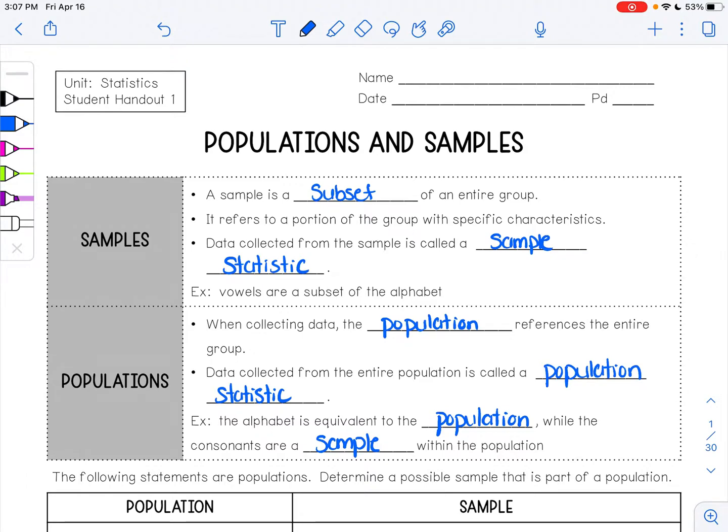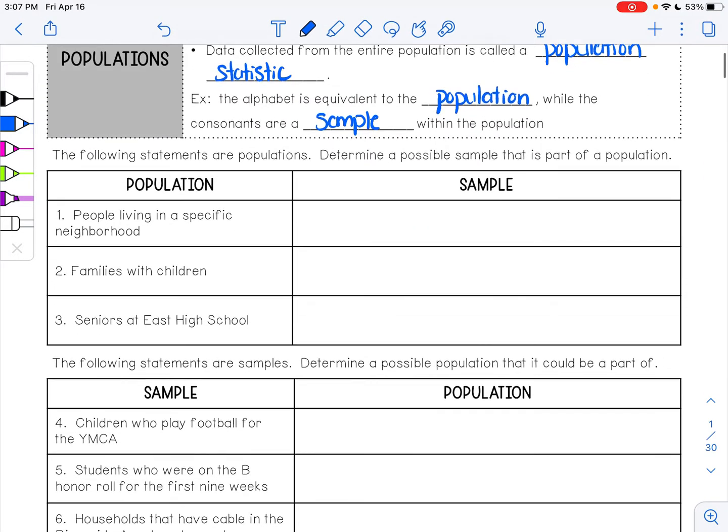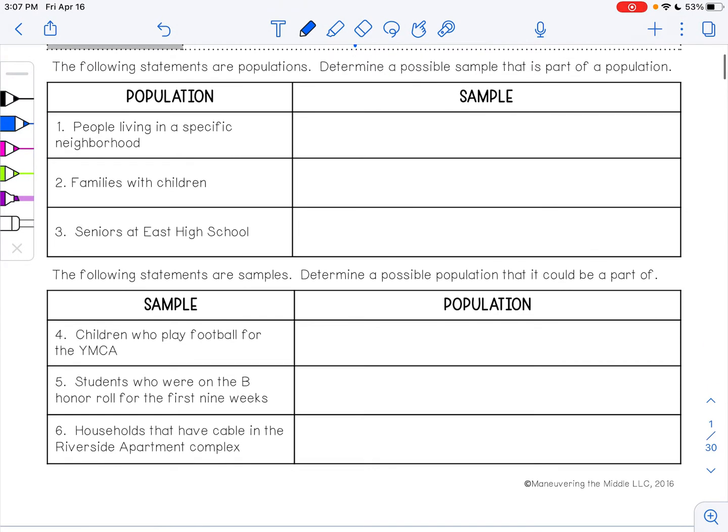So let's look at some statements. We're going to start by looking at some population statements, and then we're going to determine if the following statements are populations and determine a possible sample that is part of the population. So these statements that we're going to be writing aren't the only answers that it could be.